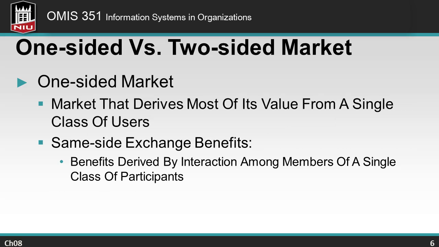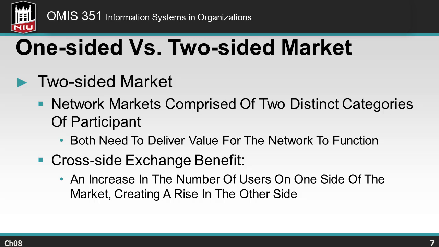We consider one-sided versus two-sided markets. One-sided markets derive most of their value from a single class of users. In this case, benefits are derived by interaction among members of a single class of participants. Consider messaging apps where everyone sends messages to and from others. Two-sided markets are comprised of two distinct categories of participant. Both groups need to deliver value for the network to function.